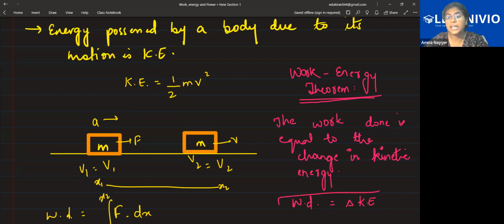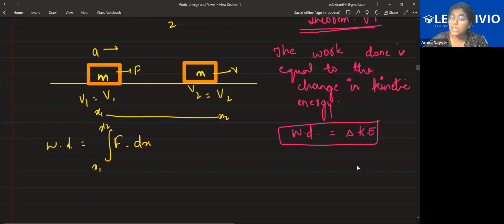And kinetic energy is not negative. Kinetic energy is a scalar quantity. So work done is also not negative. Work done is also not a vector quantity, it's a scalar quantity. That is, you can say kinetic energy final minus kinetic energy initial. It's a very important theorem, work energy theorem.